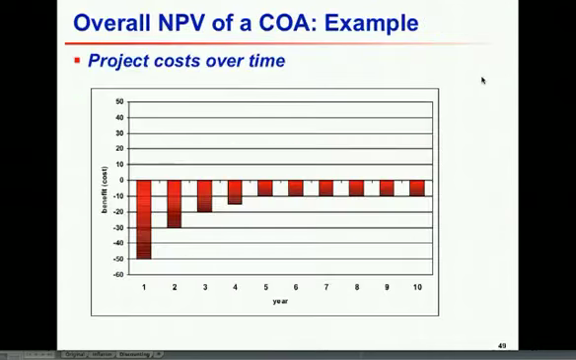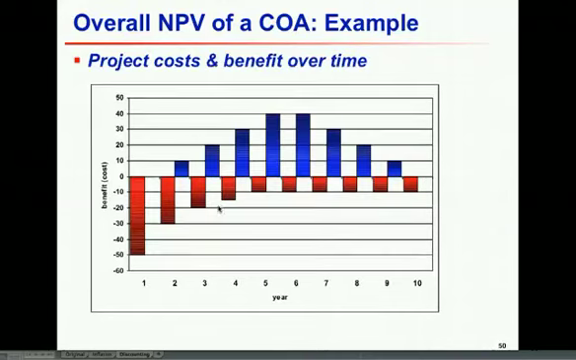Some examples. Let's suppose these are the project costs over time. We see that the costs are negative 50 in year 1, negative 30 in year 2, negative 20, et cetera. This is a 10-year time frame. And let's suppose we add in some benefits. Usually, as we've already said, costs tend to be more upfront with some ongoing costs, and benefits tend to come later. So suppose this is your cost stream.